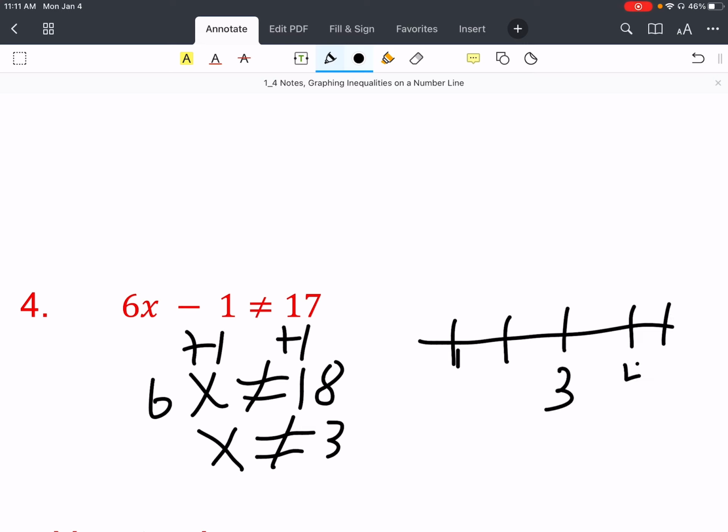So 3 is still going to be in the middle of our number line. It is not 3. So we're going to shade in both directions because it can be anything except 3. I know I'm going a little fast. If you have questions, make sure you come talk to me. Okay.